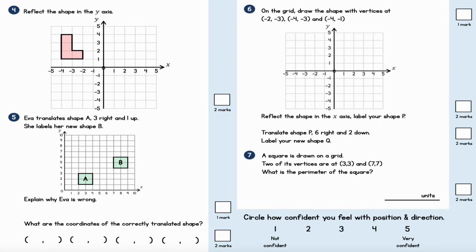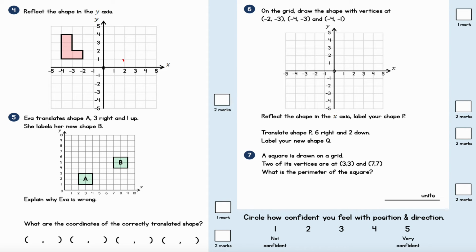Right, guys, this is question number 4. Reflect the shape in the y-axis. So this is actually my y-axis. So what I'm going to do is I'm going to count the number of squares from this line from each point, if that makes sense, and then draw like a mirror image. Okay, so imagine it is like reflected in the mirror. So I'm going to go 1, 2, I'm going to go 1, 2. Okay, so that's going to be there.